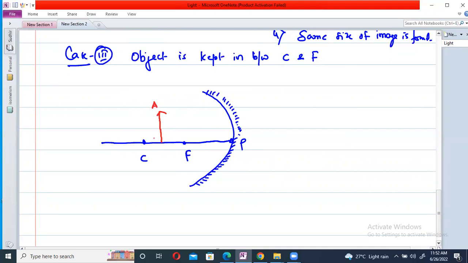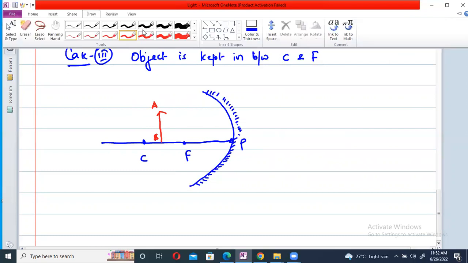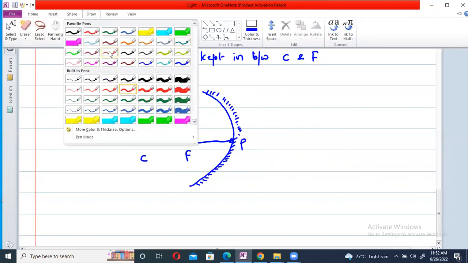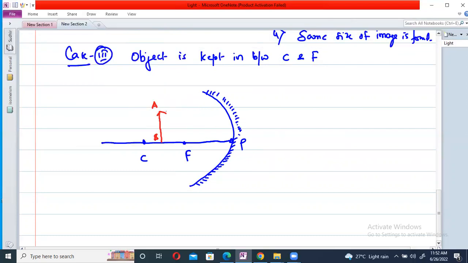This is point A and this is point B. And to obtain the image, what should I do? I should draw minimum 2 rays from it. So one of the rays parallel to the principal axis is incident on the mirror, which is a concave mirror. And now the reflected ray should pass through the focus F.